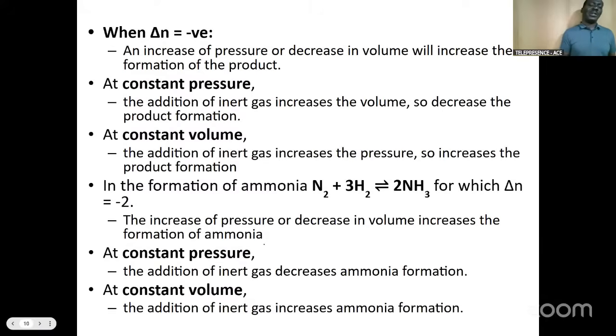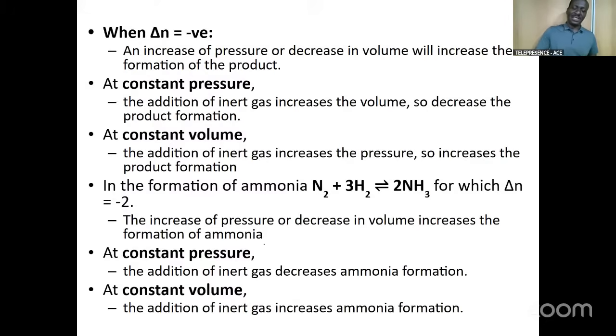What happens when delta N is negative? For example, in the formation of ammonia, nitrogen 1 mole, hydrogen 3 moles, ammonia 2 moles, such that delta N is -2, because we have 1 mole of nitrogen and 3 moles of hydrogen, that's 4, and 2 moles of ammonia. Delta N equals the number of moles of product minus the number of moles of reactant, that is 2 minus 4, which equals -2. So a very good example of such a system is the formation of ammonia.